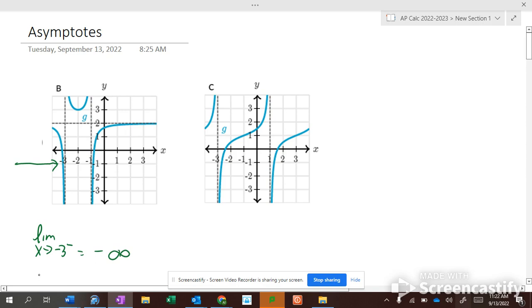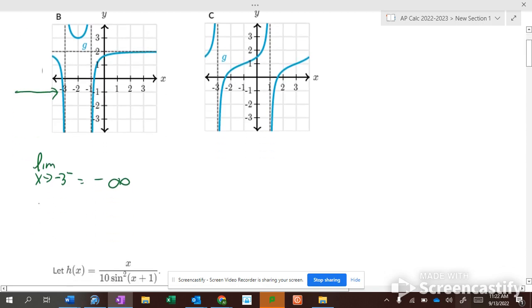What about the limit as x approaches -3 from the right? Infinity. We'll say that that's infinity. What about the limit as x approaches -1 from the left? Infinity. And the limit as x approaches -1 from the right? Negative infinity. Okay?